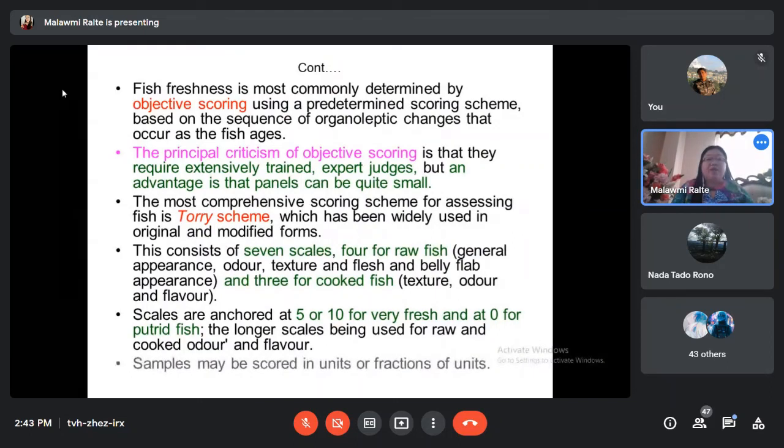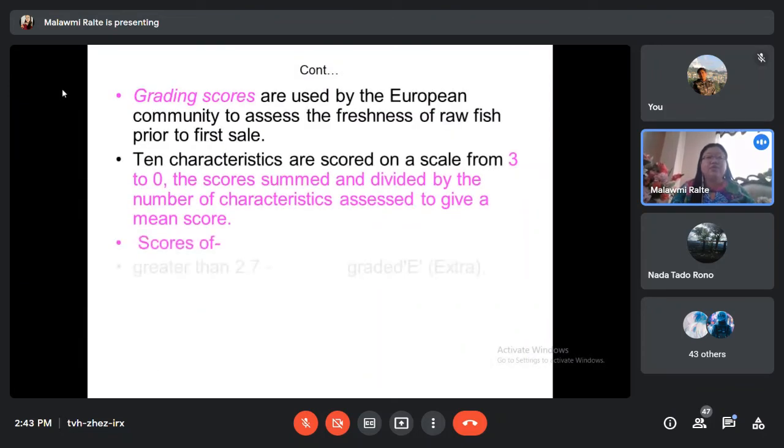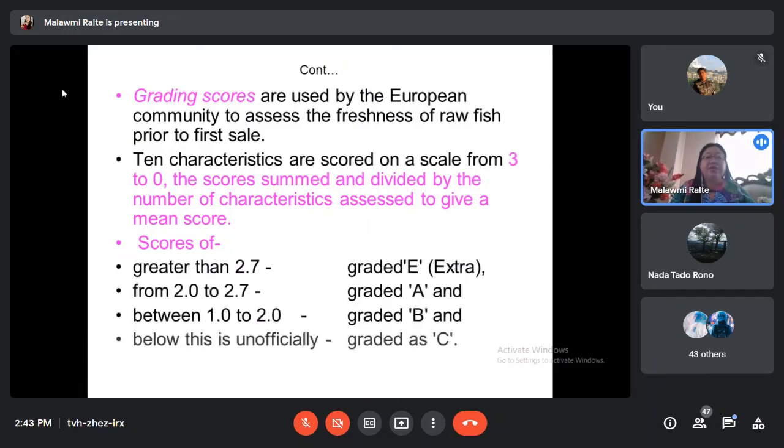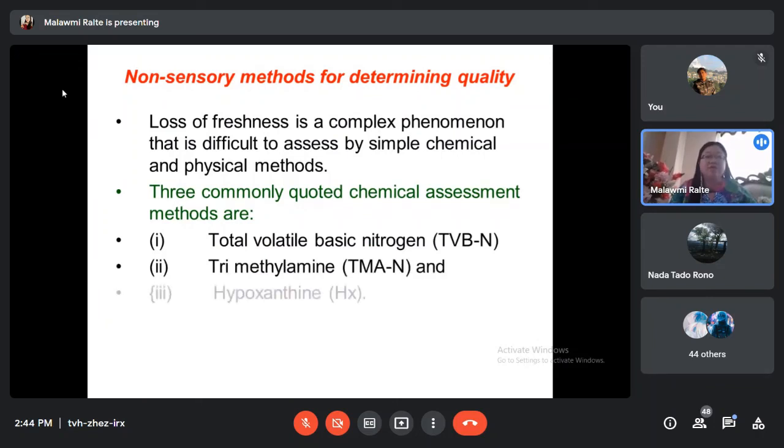Then grading for this is done in Europe and elsewhere. Under grade E, that is extra, greater than 2.7, then 2 to 2.7 is grade A, between 1 and 2 is grade B, and below this is unofficially marked grade C. Okay. So for determining the quality, there are three commonly quoted chemical assessments for the determination of the quality of the fish. That is total volatile basic nitrogen, trimethylamine, and hypoxanthine. So these three methods can also be applied.